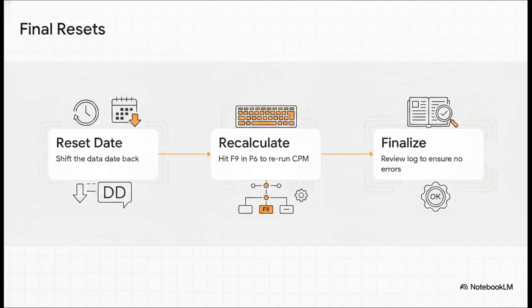To wrap up Part B, you perform the final system resets. First, reset the data date. You're shifting that data date back to represent the brand new starting line of your revised plan. Second, recalculate the schedule. Just hit F9 in P6 so the software reruns the critical path method based entirely on your clean, actuals-free data and updated logic. Finally, do a quick review of the log to make sure there are no errors, effectively finalizing your pristine model.